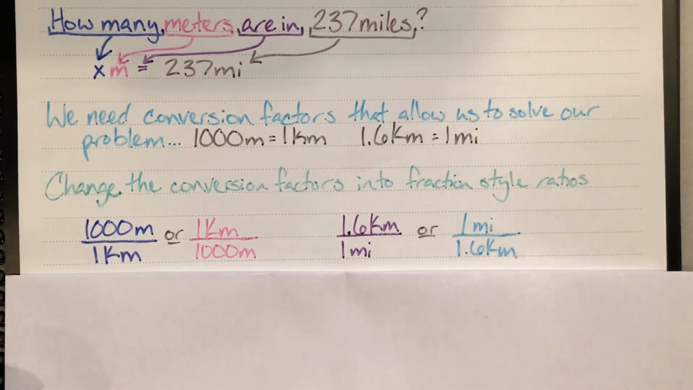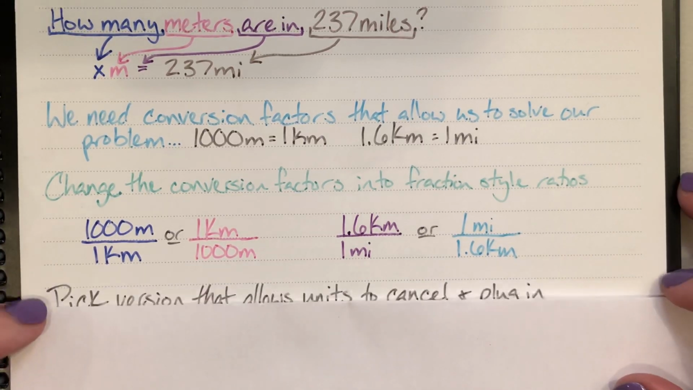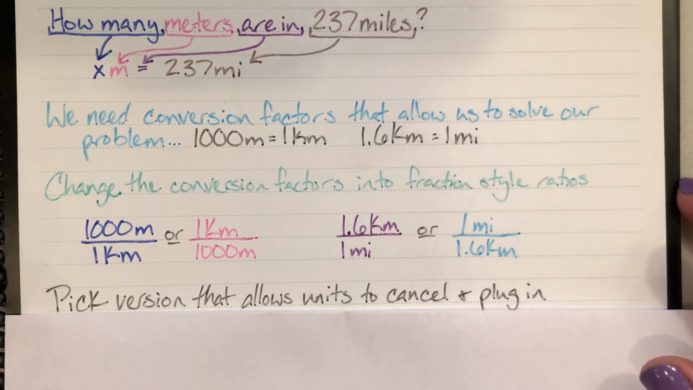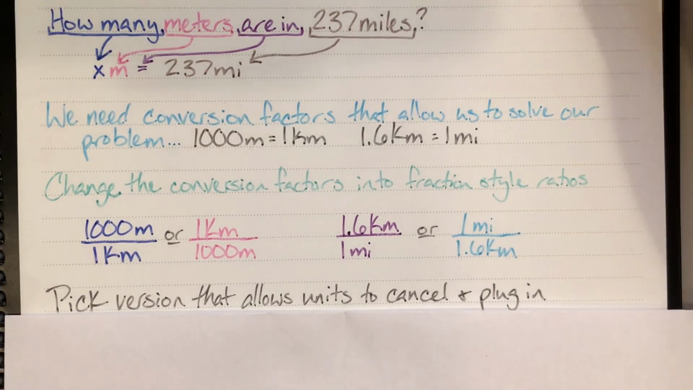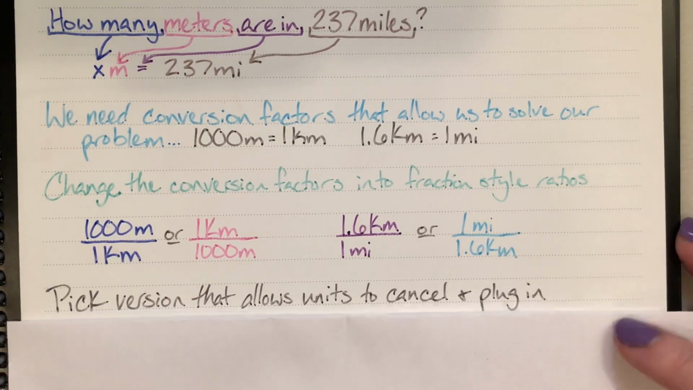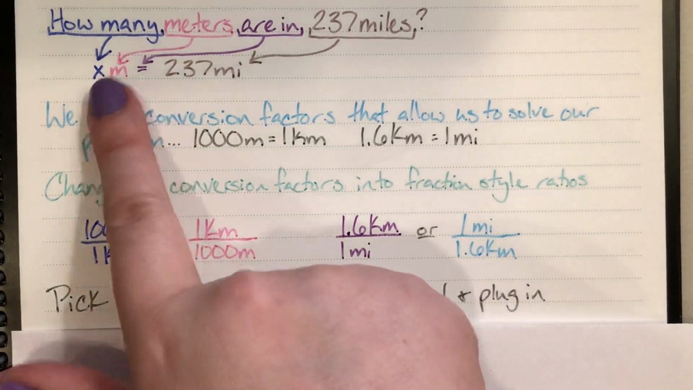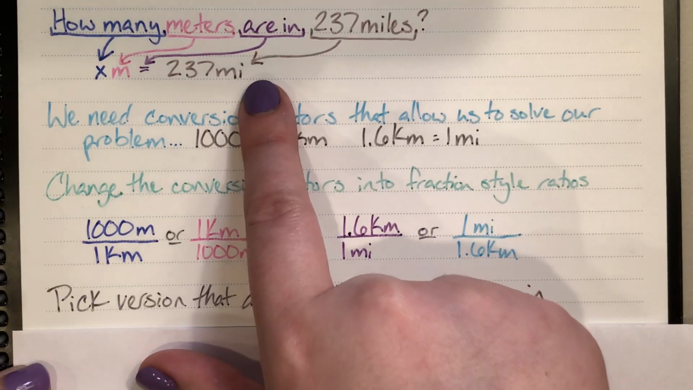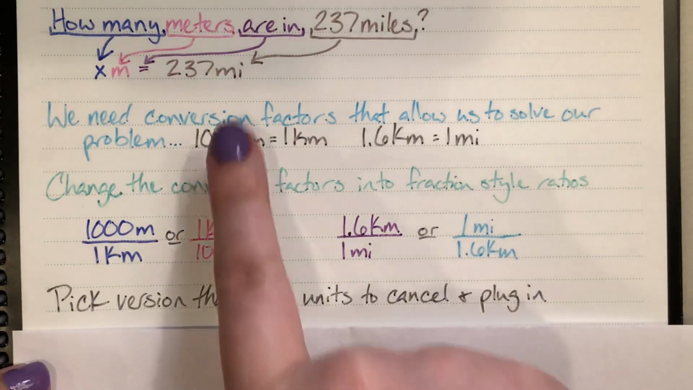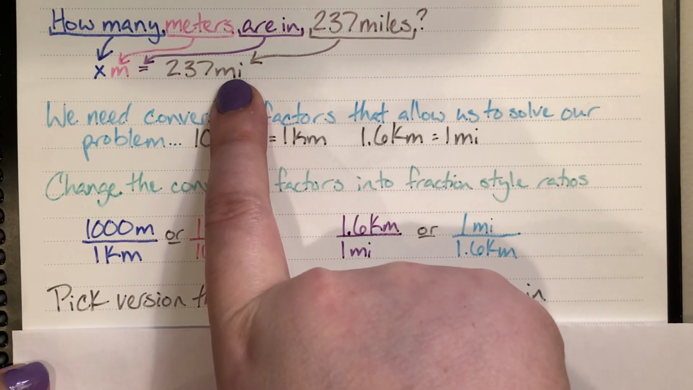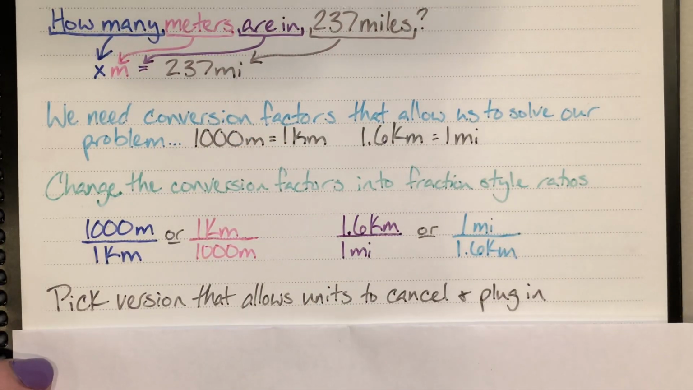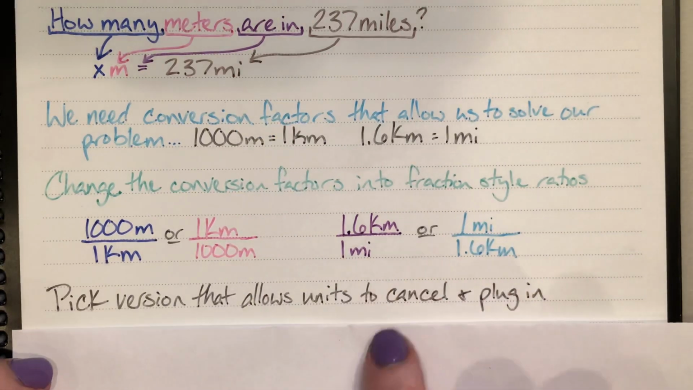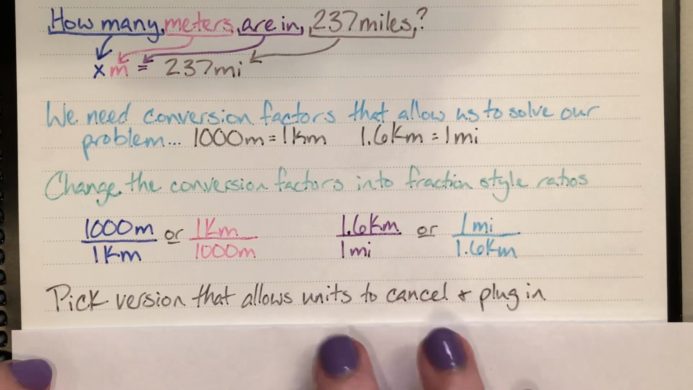So I have fraction style ratios for both of my conversions, and I can move forward into picking versions of my conversions that will allow me to cancel my units. How this is going to happen is I'm going to look at my initial setup and find what will allow me to cancel. I'm currently in miles, and to cancel anything, if I'm going to be dividing, I need miles to be on the bottom, so that means I will choose this conversion factor.